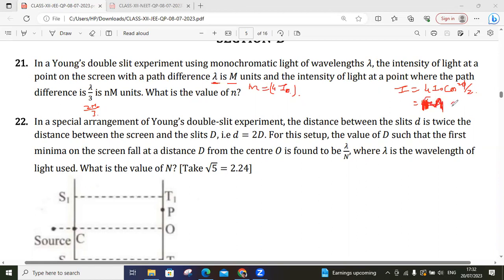Okay, capital M. Cos square of 2 pi by 3 by 2, which is pi by 3. Pi by 3 is 60 degree. So cos square 60 degree. Cos 60 is 1 by 2. So it is M by 4. So I is equal to nM, they have given. So M cancels, n is equal to 1 by 4. That is 0.25. So n is 0.25. And we will go ahead.